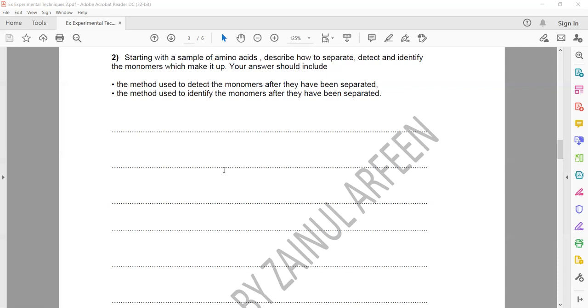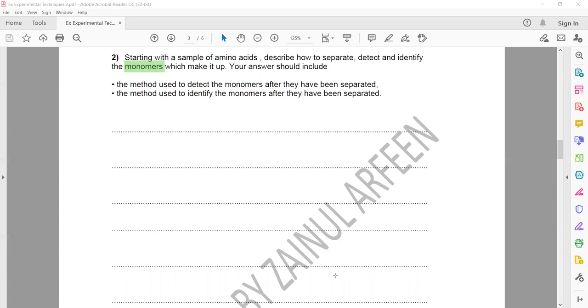So in question 2, starting with a sample of amino acid, how do you separate, detect and identify the monomer? Monomer means a small molecule. So starting with a sample of amino acid, describe how to separate, detect and identify the monomers which it is made of. Your answer should include a method used to detect the monomers, or small molecules, which are present, and how to identify the monomer.